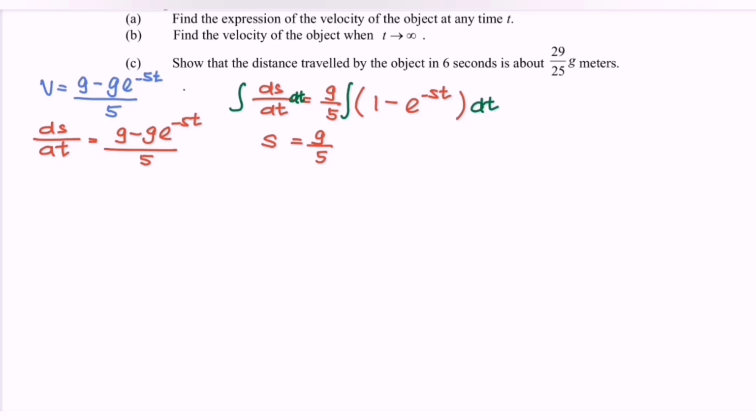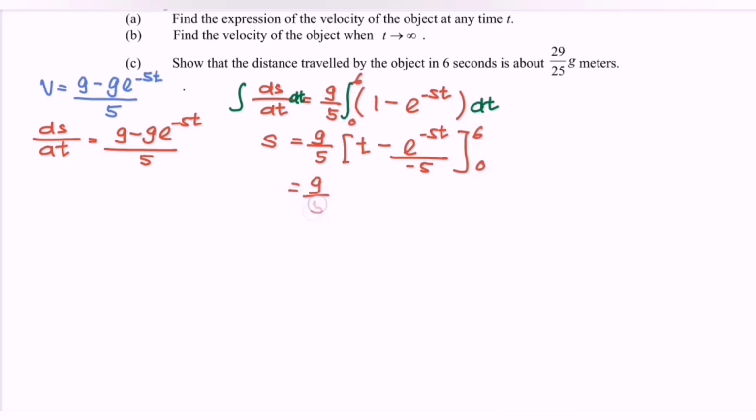Okay, and then continue. We have to integrate the 1, so we will have the bracket t minus e to the negative 5t over negative 5. For the limit, the question said the distance traveled by the object in 6 seconds, meaning that we start from 0 until 6. So we have 6, 0.